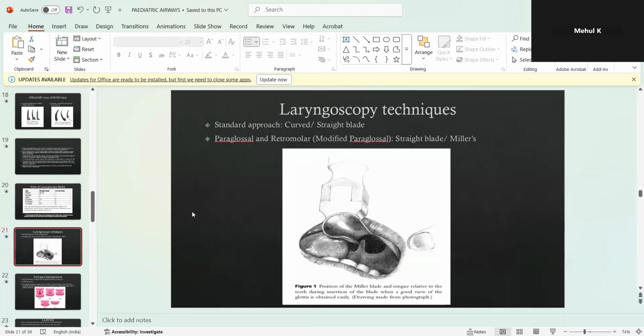So the usual standard approach using either a curved blade or a straight blade is to insert it from the right angle of the mouth and then push the tongue to the left and into the submandibular space so as to clear the oropharynx and improve your glottic view. But there are a few other approaches, in situations with retrognathia or mandibular hypoplasia or in cases of trauma, where you can perform paraglossal or retromolar intubations. This is more of a hands-on thing to understand, but you can definitely read up on that.